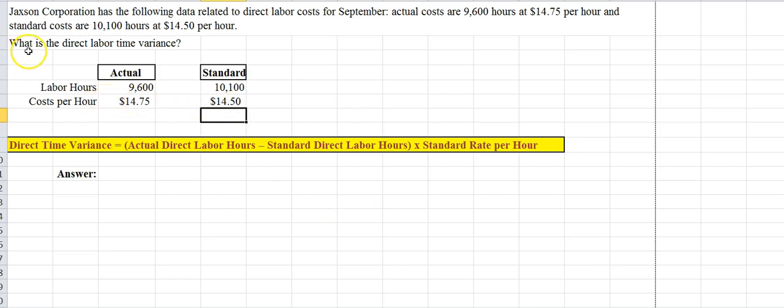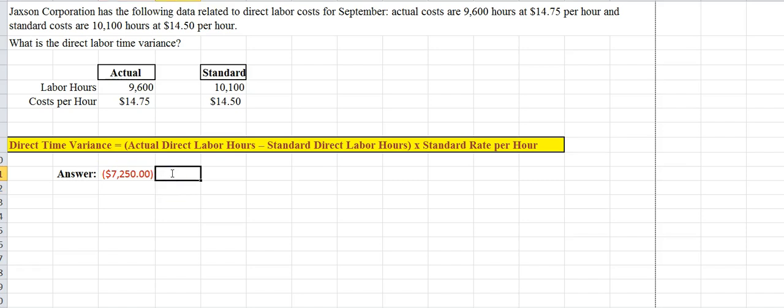So the question is, what is the direct labor time variance? Okay, time variance is here, right? Not labor cost variance. So let's simply apply this formula: actual direct labor minus standard direct labor, and we multiply that times the standard rate per hour, 14.50. And the answer is 7,250, and we know that that is favorable.